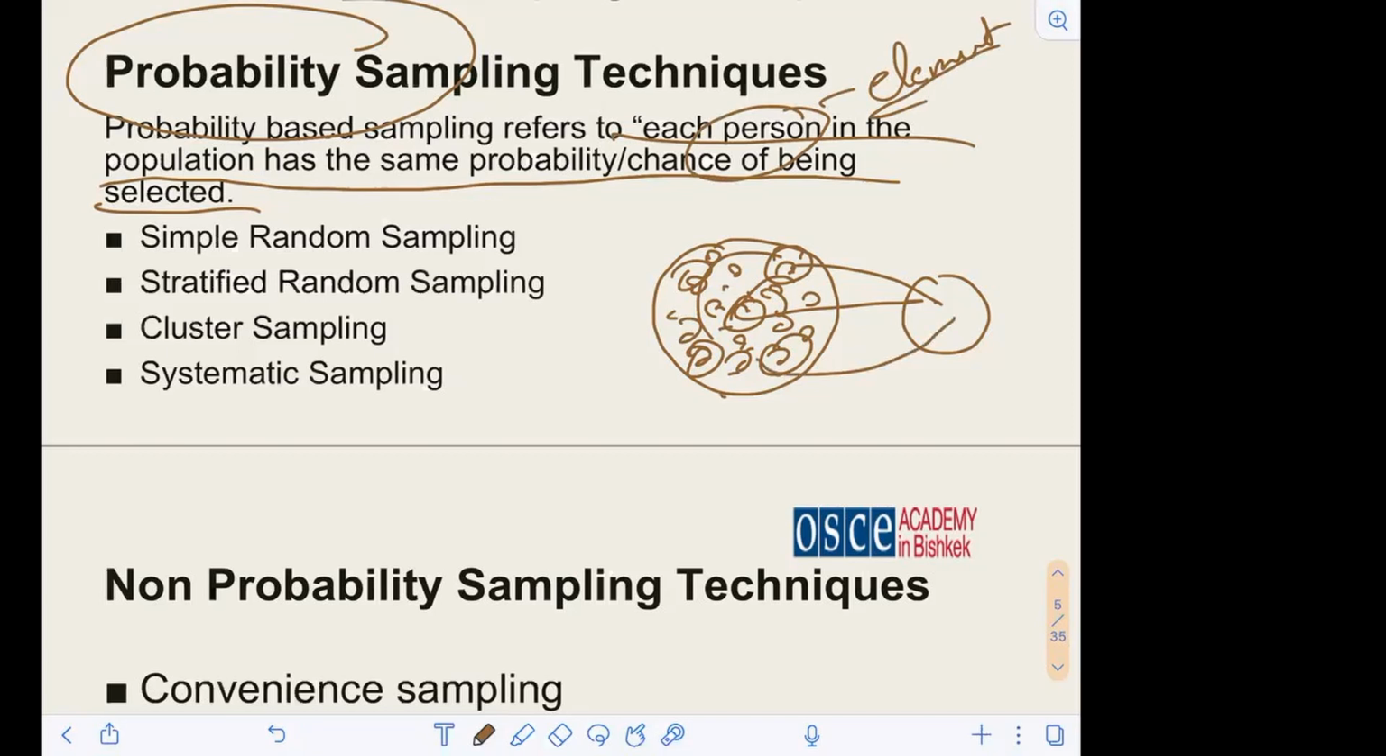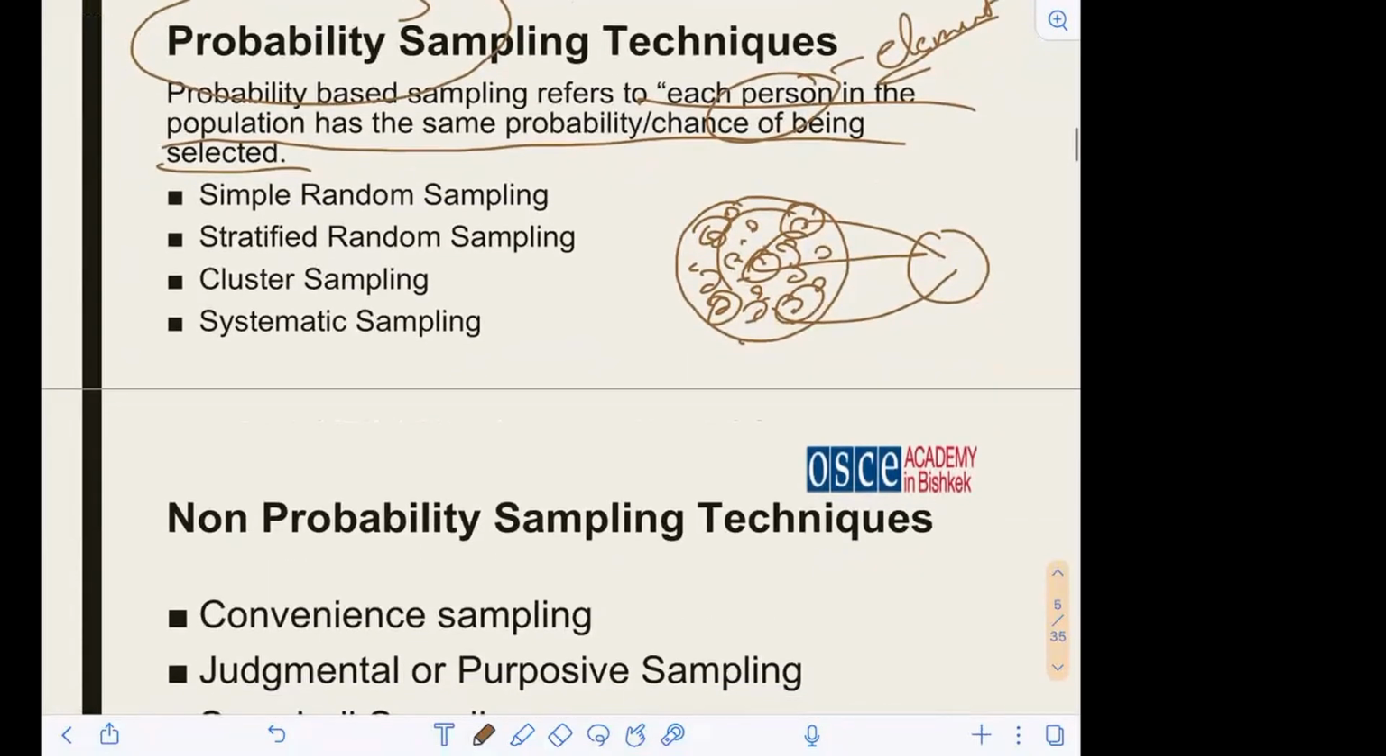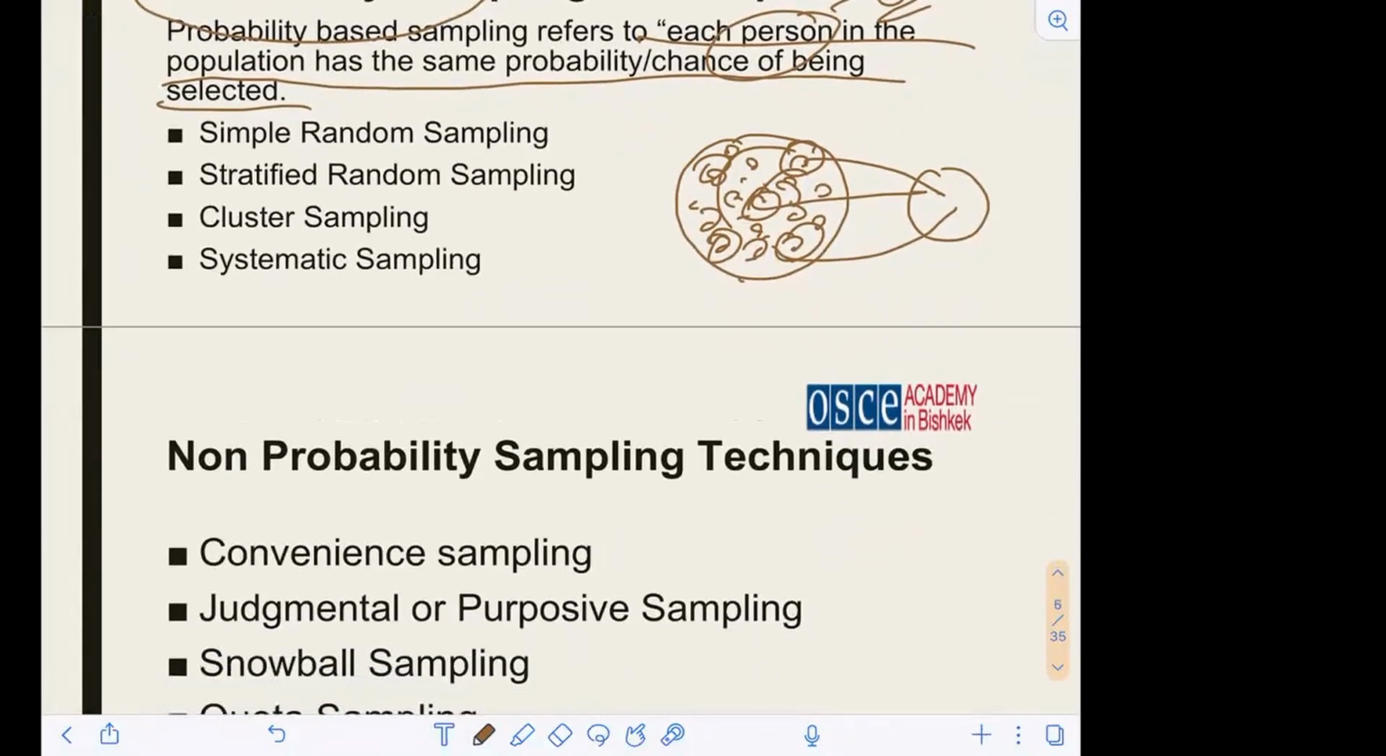Non-probability sampling techniques are basically the techniques where probability is not used. What does it mean? It means that we don't have a big population, actually. I would say we don't have a choice to select, no option to choose.